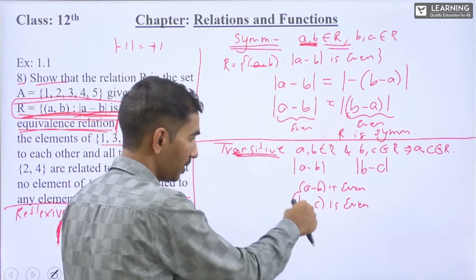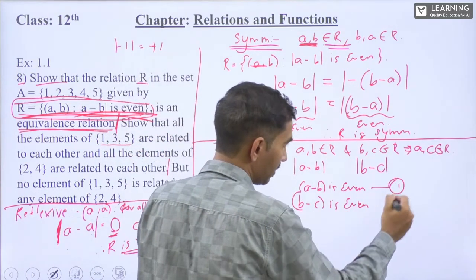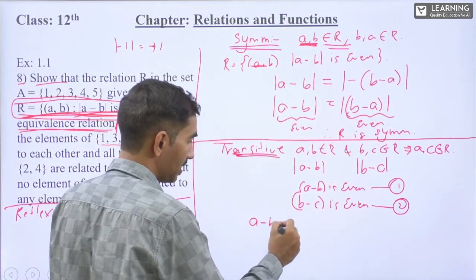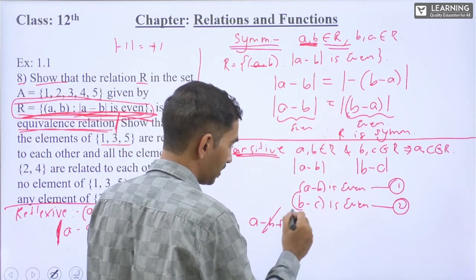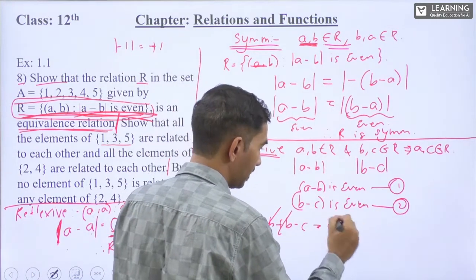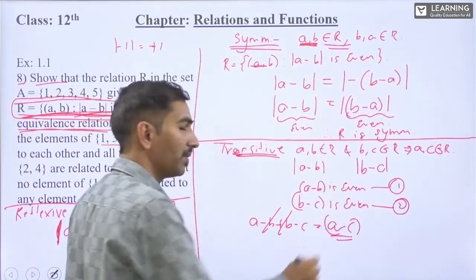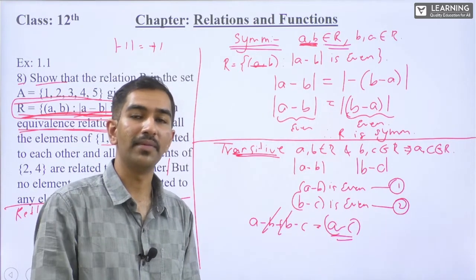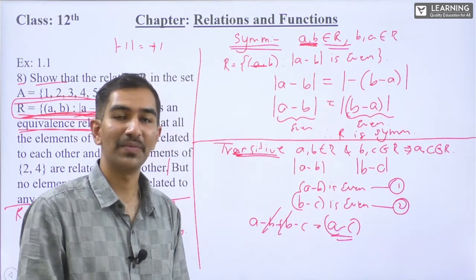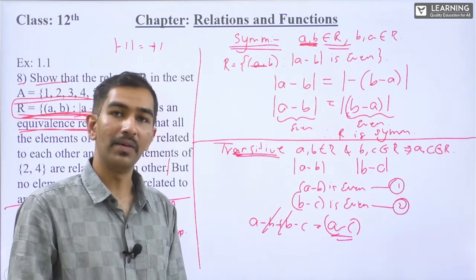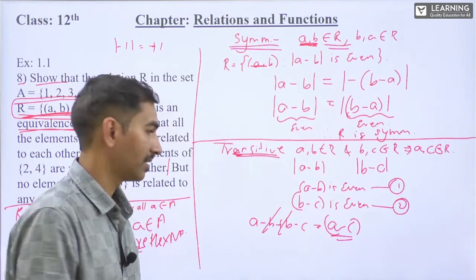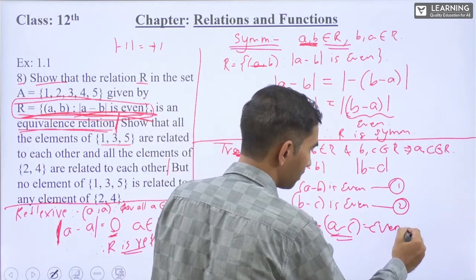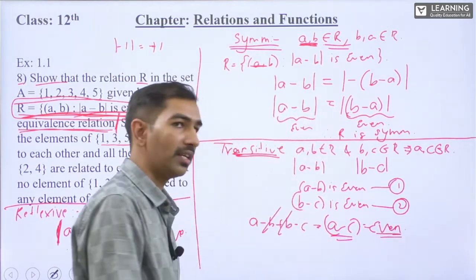So add them both. Let us take it as number 1 and number 2. Add 1 and 2: it will be A minus B plus B minus C. The B terms get cancelled, which is equal to A minus C. So when you add two even numbers, for example 18 plus 18, which gives 36, we get an even number only as a result. So A minus C is also even.